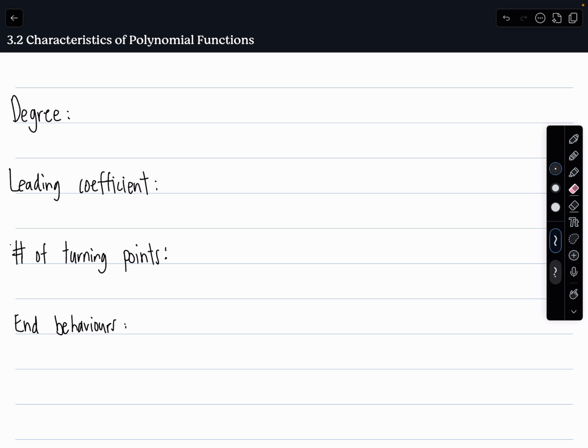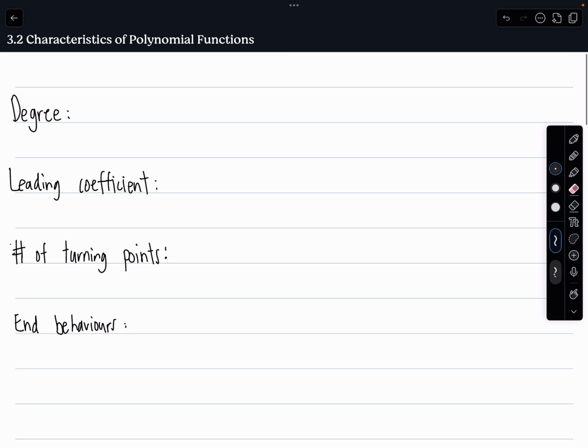In the previous lesson, 3.1, we talked about what is a polynomial expression and what is not. In this lesson, we're going to be talking about certain characteristics of polynomial functions that you need to know. These are general characteristics, and as we go through chapter 3, we're going to expand more and more upon them. So this lesson is a general overview. I put some things here: degree, leading coefficient, number of turning points, and end behaviors.